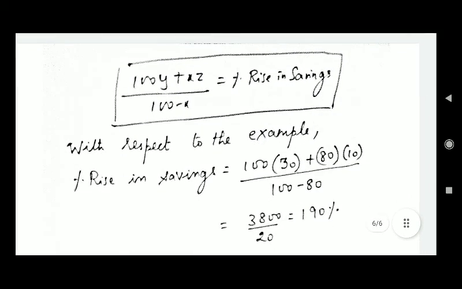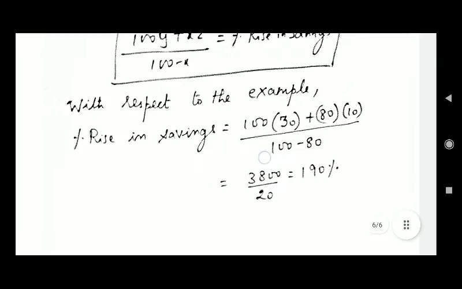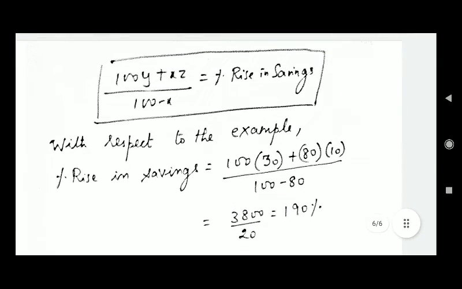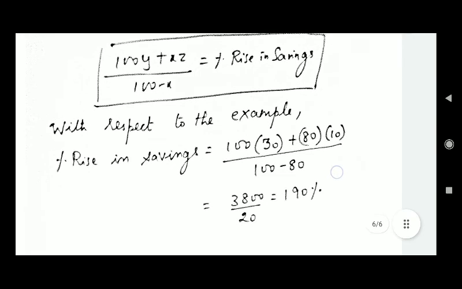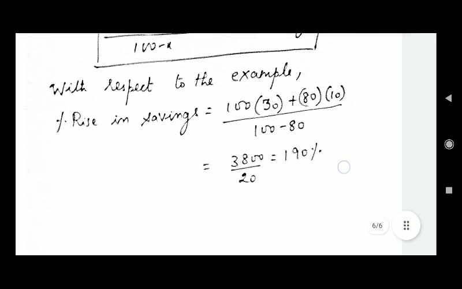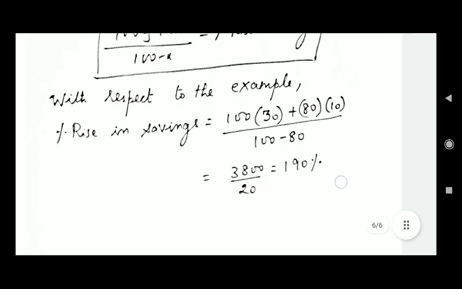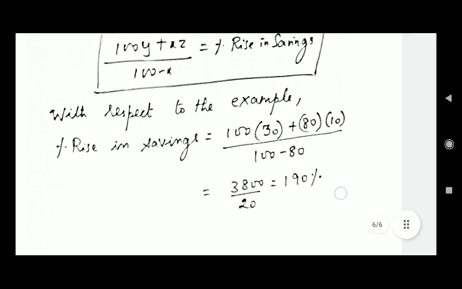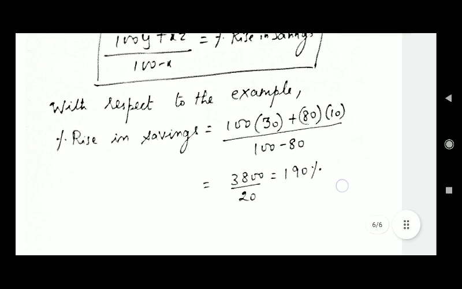Now with respect to the example which we considered earlier, our percentage increase in income was 30, expenditure was expressed as 80% of the income, and there was a 10% drop in the expenditure. So substituting all these values, we get a percentage rise in savings as 190. So outright we can solve this, saving huge time.